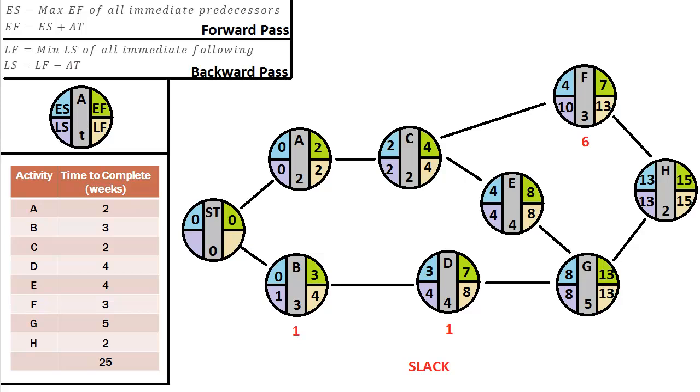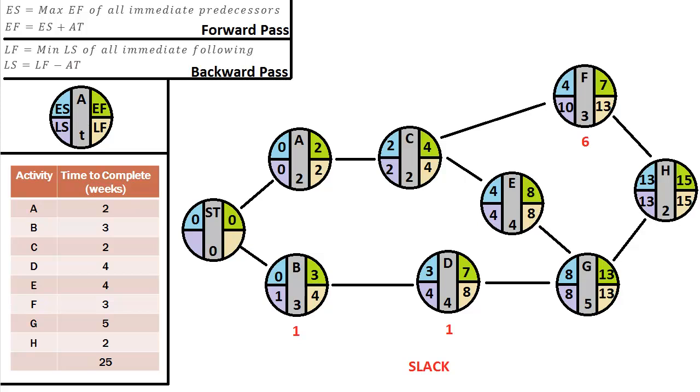And finally, we're at the idea of critical path. What is the critical path through our network? Well, the critical path is the path through our network that has no slack. So which path has no slack? Well, we start and then we go to A, to C, to E, to G, and to H.